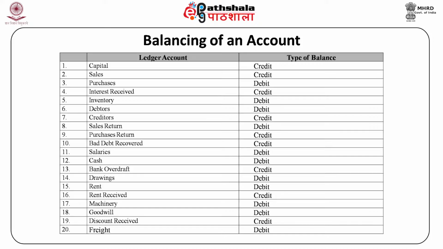Capital, balance is credit; sales, credit; purchases, debit; interest received, credit; inventory, debit; debtors, debit; creditors, credit; sales return, debit; purchases return, credit; bad debt recovered, credit; salaries, debit; cash, debit; bank overdraft, credit; drawings, debit; rent, debit; rent received, credit; machinery, debit; goodwill, debit; discount received, credit; freight, debit.